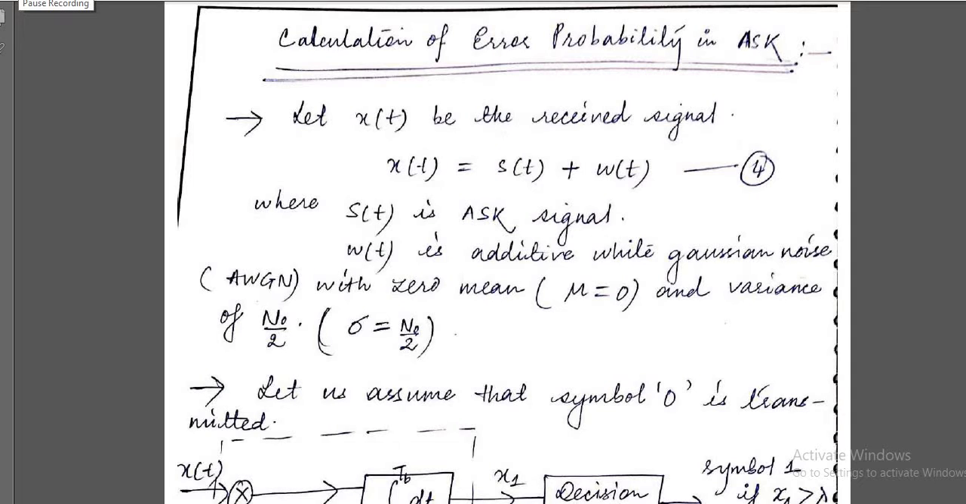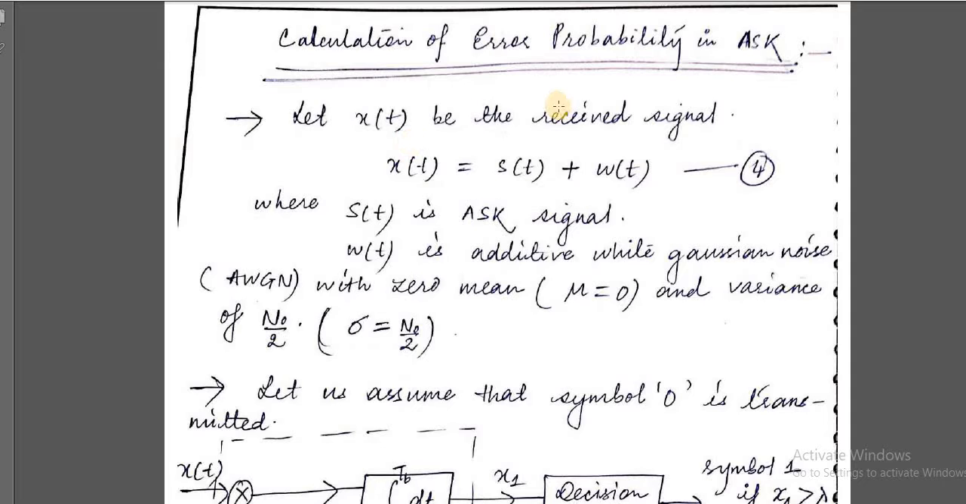Hello students, I will continue with the probability of error derivation for ASK. So already we have looked at the definition of ASK, its representation in time domain. We have looked at the signal space diagram of ASK and we just started with the error probability derivation for ASK.